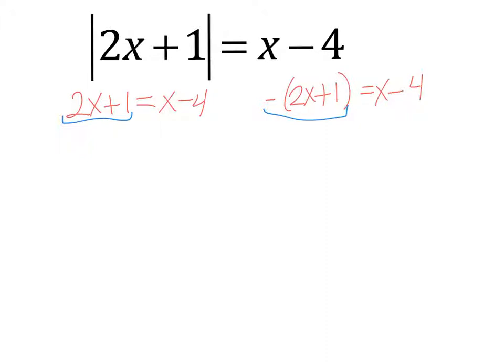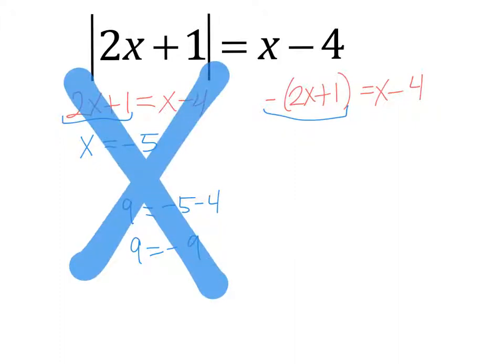Solving these equations. Minus x to both sides, and minus 1 to both sides, and I end up with x equals negative 5. Cool. Let's plug that in. Negative 5 times 2 is negative 10. Negative 10 plus 1 is going to be negative 9. Absolute value of negative 9 is 9. 9 is equal to negative 5 minus 4. 9 equals negative 9. Not true. If something is not true, then that means that answer is going to be extraneous. So this is an extraneous solution.